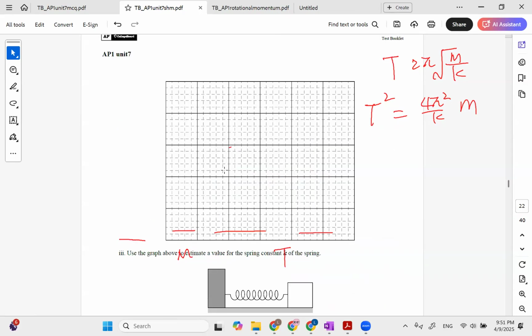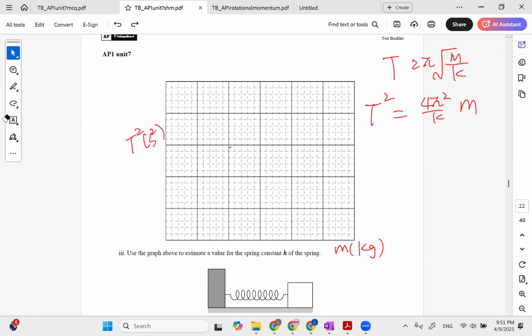Okay, and then you are going to draw the best fit line, right? Just remember you use scatter points. So it will be T square, second square, versus M, kilogram. Remember, you put a unit.